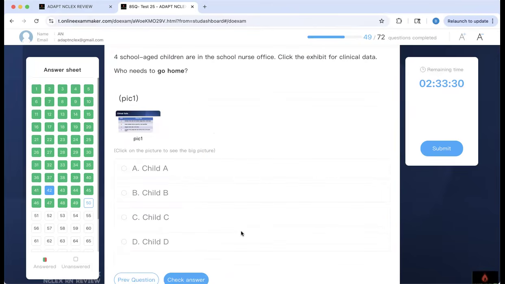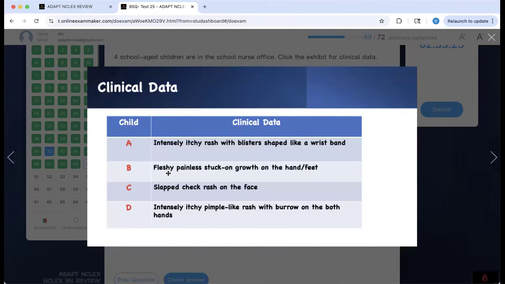Four school-age children are in the school office. Which child should the nurse send home? Who needs to go home? A, B, C, D. What is A? Intensely itchy rash with blisters shaped like a wristband. B: flesh-colored, painless, stuck-on growth on the hands and feet. C: a slapped cheek on the face. D: intensely itchy pimple rash with boils on both hands.